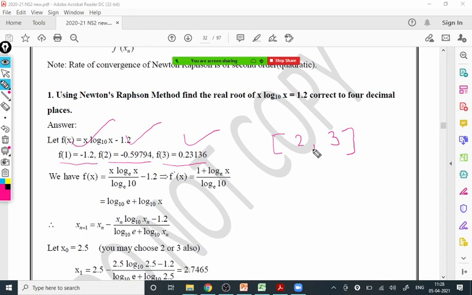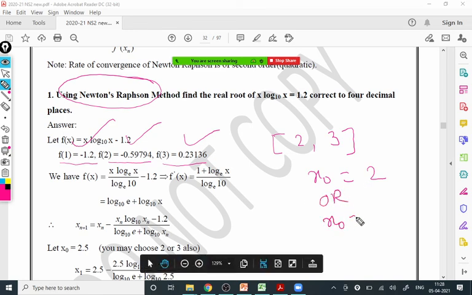Now with that 2, 3, for the Newton-Raphson method we actually require only the initial x0. Now x0 you can take as 2, or we can take x0 as 3, or we can take x0 as (2 plus 3) upon 2, and that is 2.5.